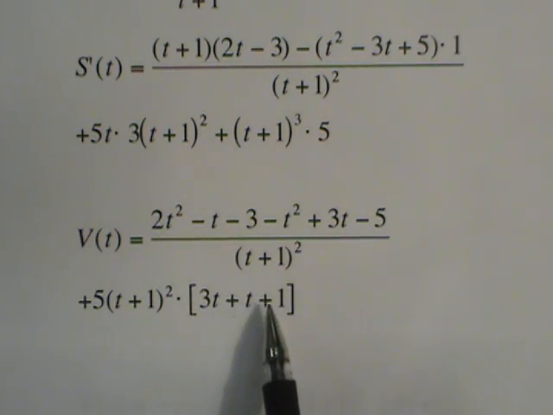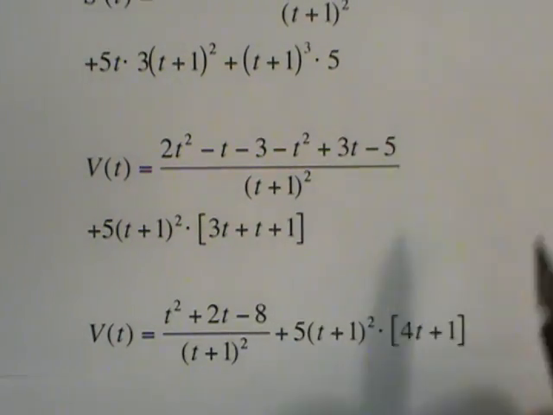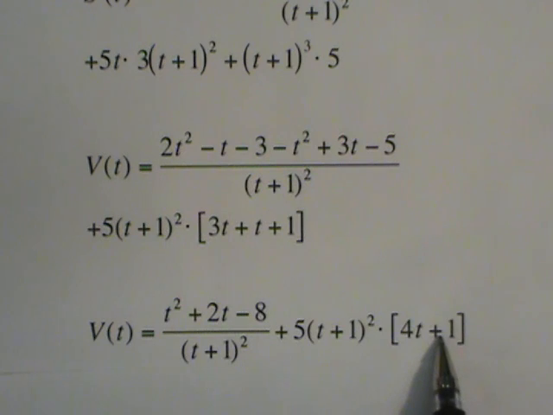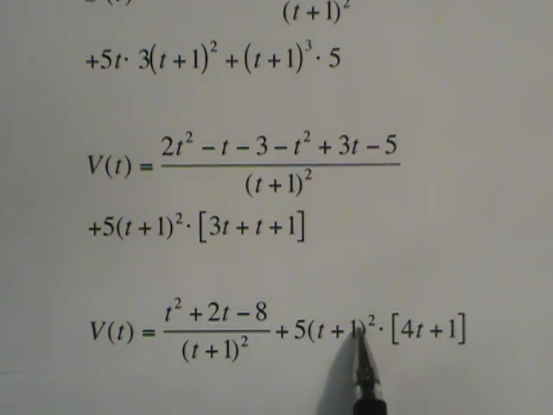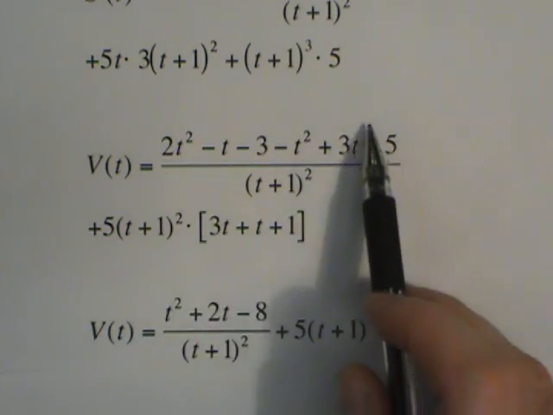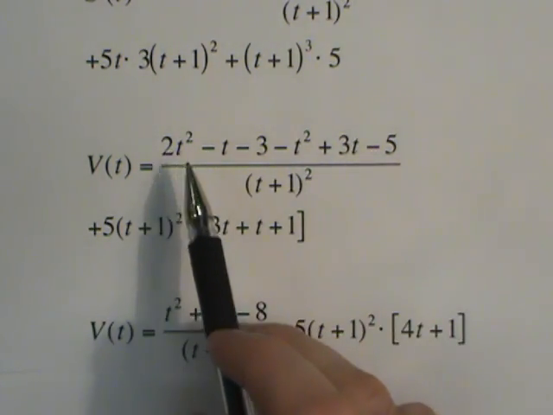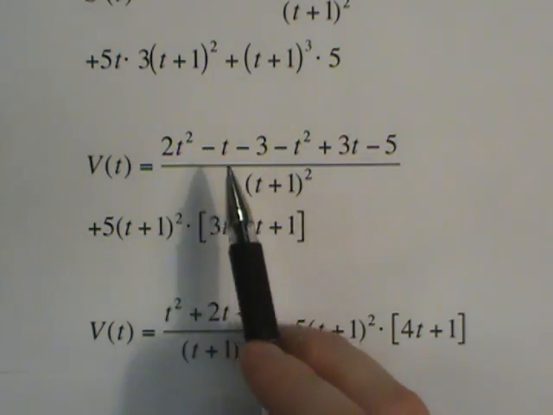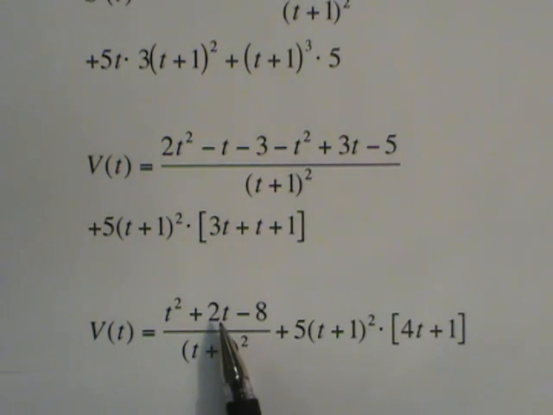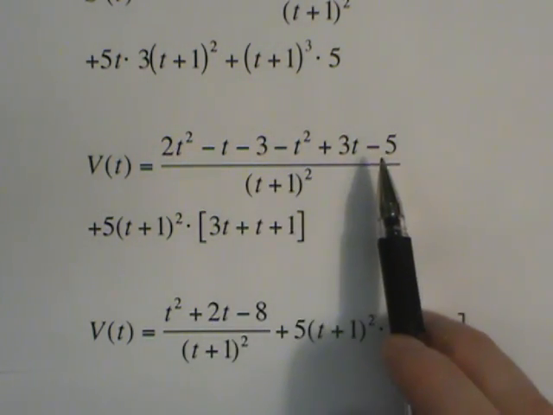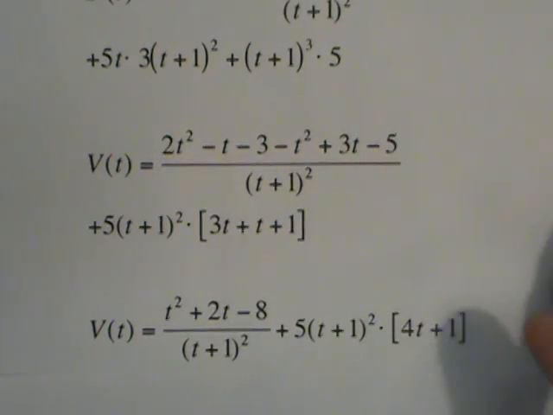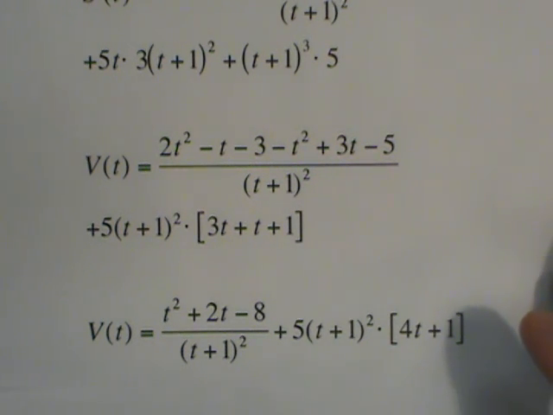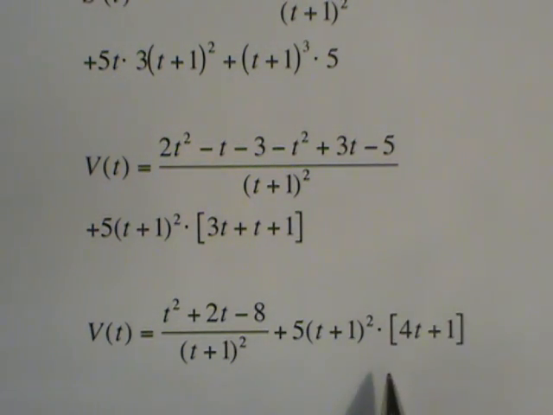Now with that factor of t plus 1 being added to the 3t, obviously I can combine that together. And you see that's where I get my 4t plus 1 here. I have my 5 times t plus 1 quantity squared. That's what was there. And then from this original numerator, I was able to combine all those like terms. 2t squared minus t squared was t squared. Negative t plus 3t was positive 2t. A negative 3, a negative 5 was negative 8. And then for the most part, that's where I left it.